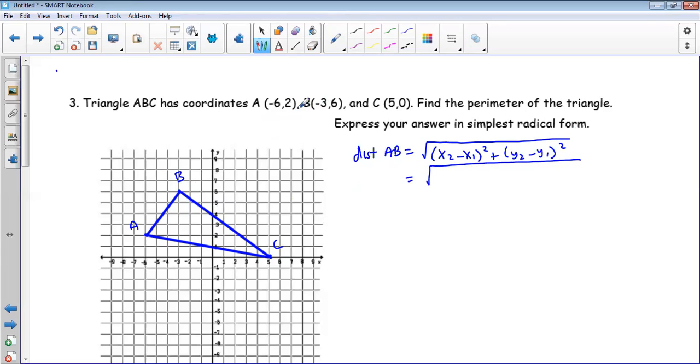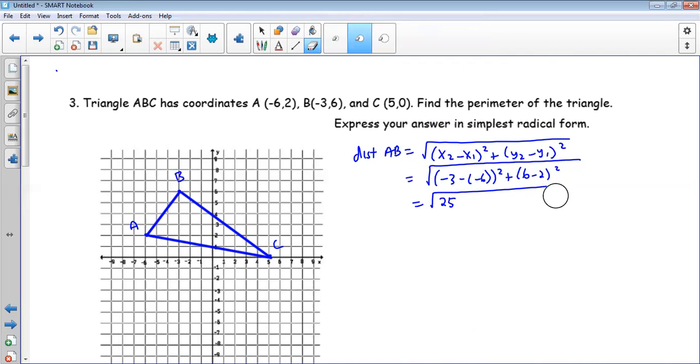The square root of, A and B are up here, negative 3 minus negative 6 squared plus 6 minus 2 squared. Minus a minus 6 is plus a positive 6. 3 squared is 9. Plus 4 squared is 16. That's the square root of 25. And the square root of 25 is 5. So the distance of AB is 5.